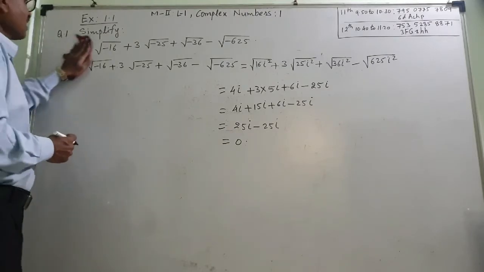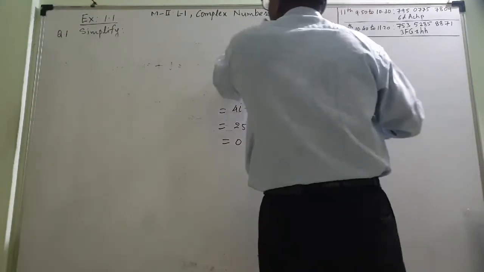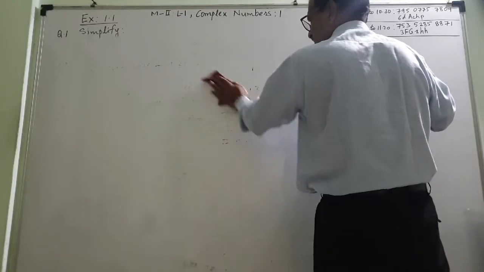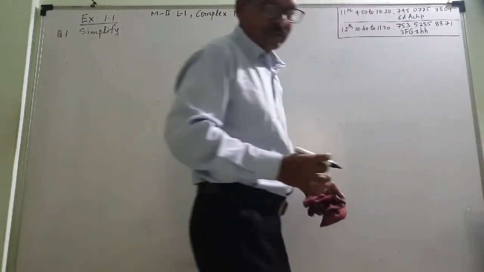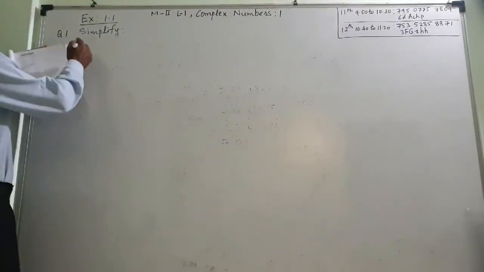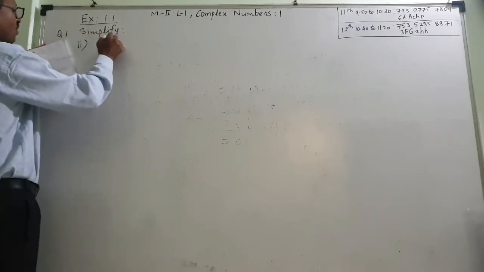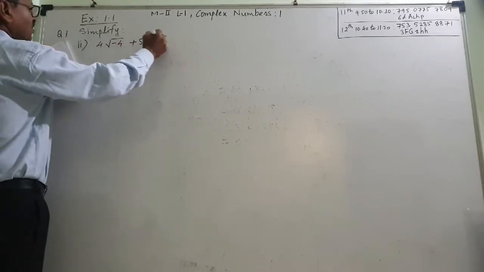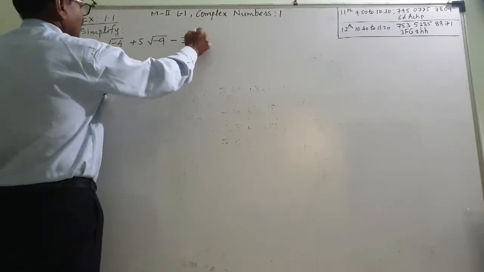So the second one I will take. Initially we will go at a low pace, then we will increase the speed. The second one is 4 root minus 4 plus 5 root minus 9 minus 3 root minus 16.